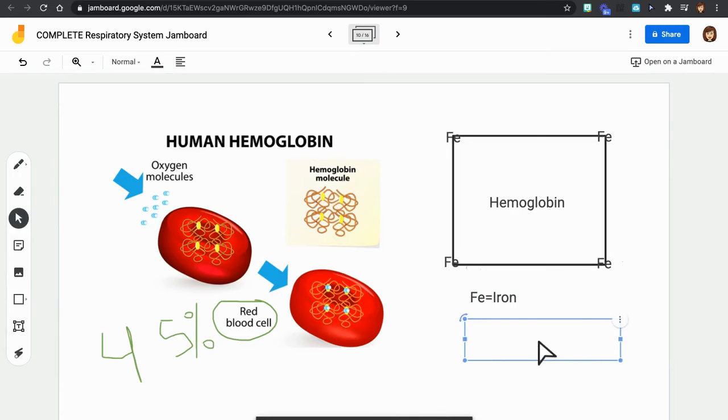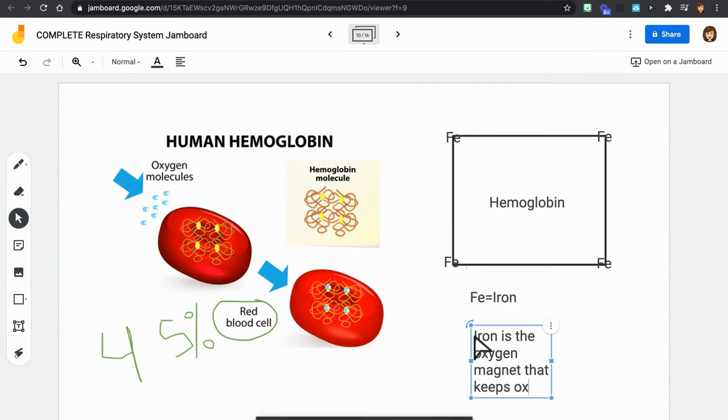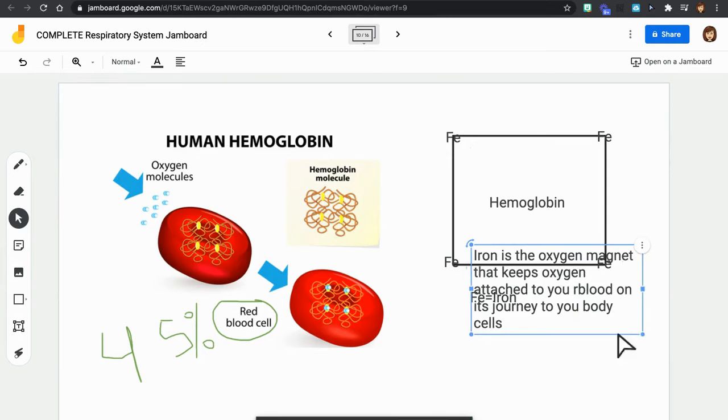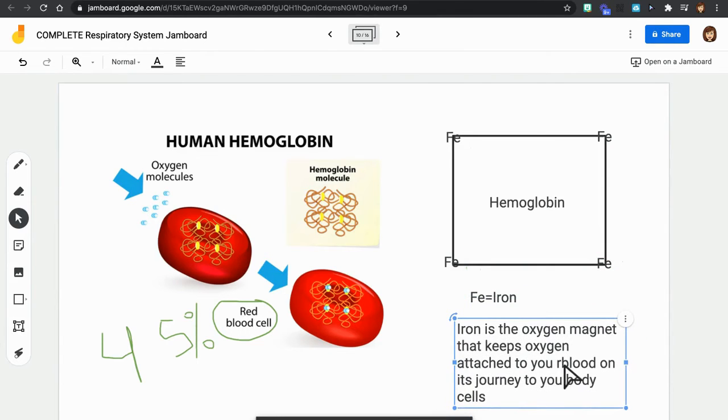So iron is the oxygen magnet that keeps oxygen attached to your blood on its journey to your body cells. So you definitely need iron. Okay, I'll get to what anemia is in a second. If you don't have iron, you're not going to get enough oxygen to your body cells, and you could have some really bad results from that.